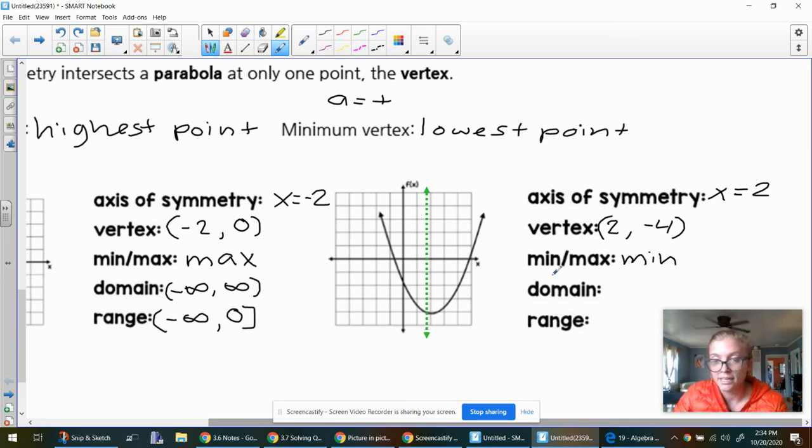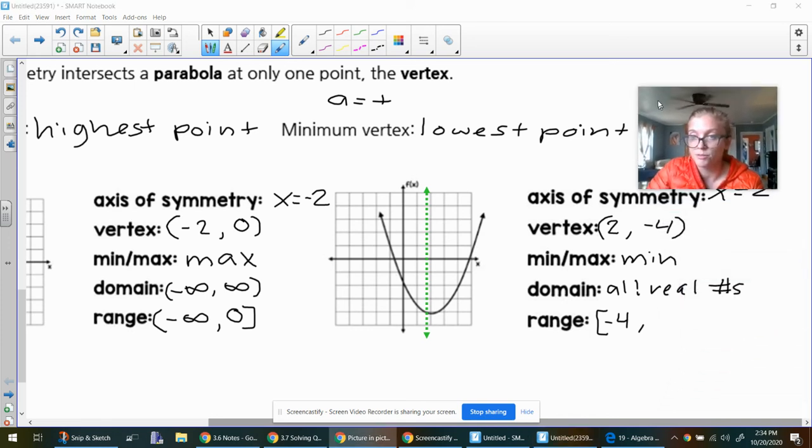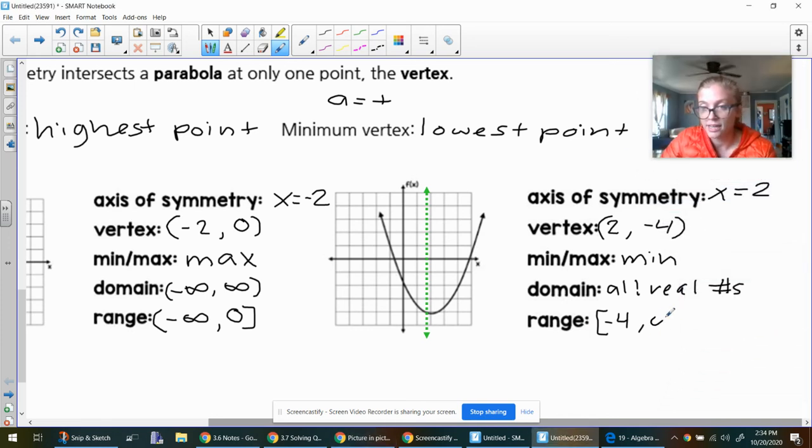And again, the domain from left to right is arrow to arrow, so it's going to be all real numbers, or -infinity to +infinity. And our range is bottom to top, so this time the bottom point is at -4, and the top point, let's move my face, is at infinity.